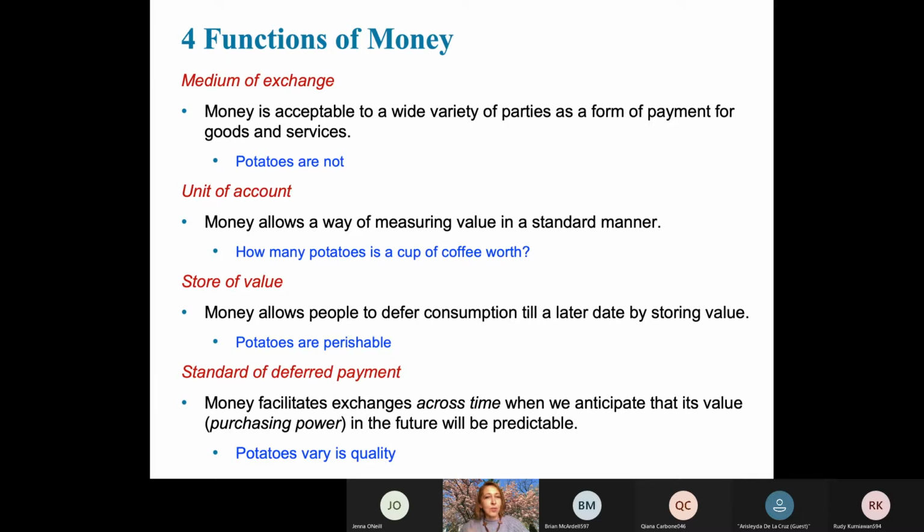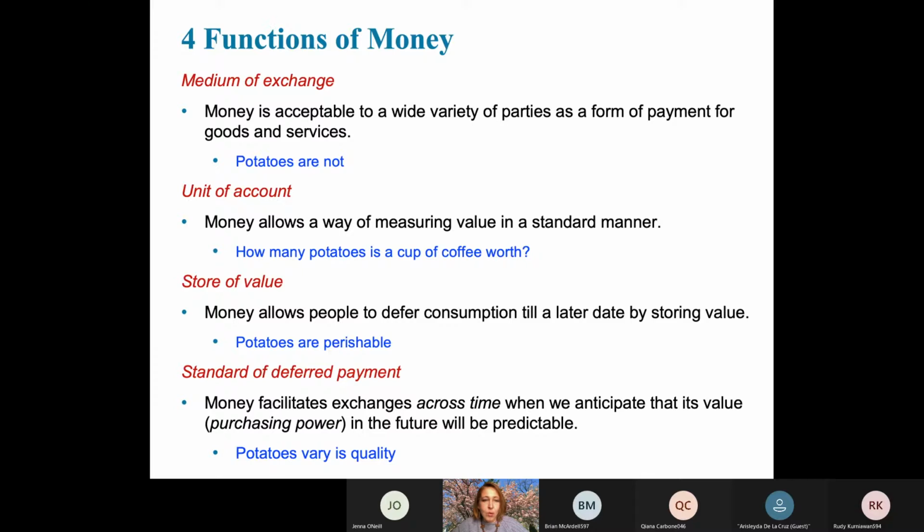Unit of account. So the money allows a way of measuring value in a standard manner. So we cannot easily say how many potatoes it would take to buy a cup of coffee or to buy a pen or pencils or a house. So how many potatoes does it take to buy a house? So potatoes is not a good unit of account.